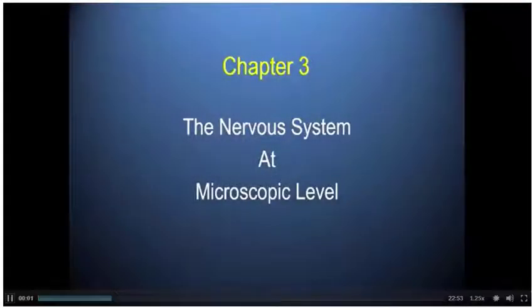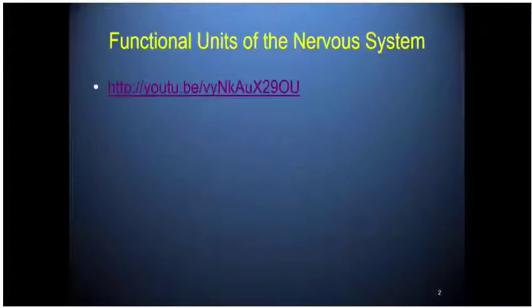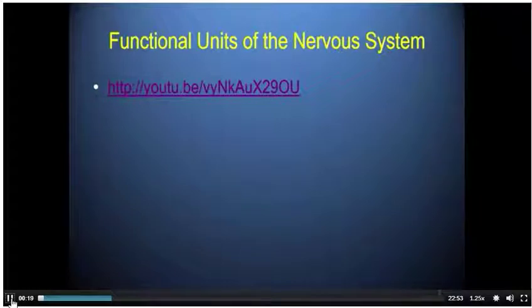So this is the fourth lecture of section one, and it's the beginning of chapter three, where we're looking at the micro level of the nervous system. I'm gonna let you watch this video. It's actually a good quick synopsis about what we know and what we don't know about the nervous system. So I'll leave you go click on that through your PDF.